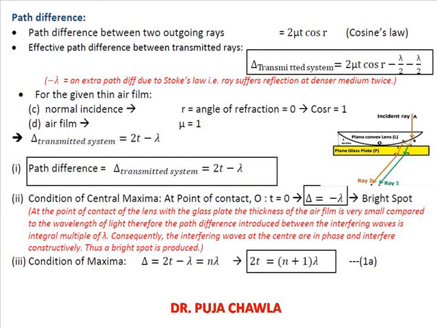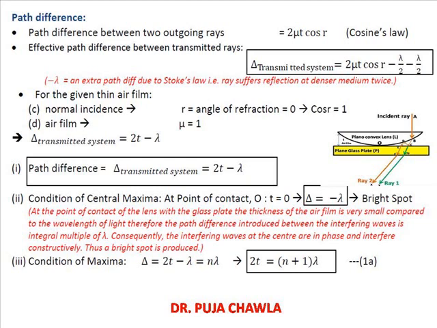What would be the formula for delta path difference? 2 into 1 into t into 1 minus lambda. That is 2t minus lambda. This is the path difference in case of transmitted system. Clear? Now our next aim is to find out the condition of central maxima, condition of maxima and condition of minima. Up to this point we have the conclusion path difference equal to 2t minus lambda. Clear?